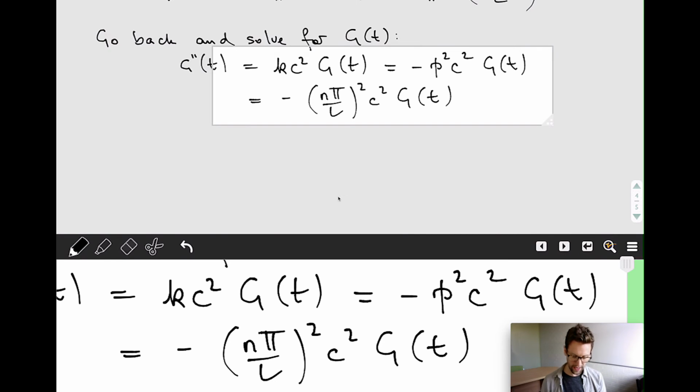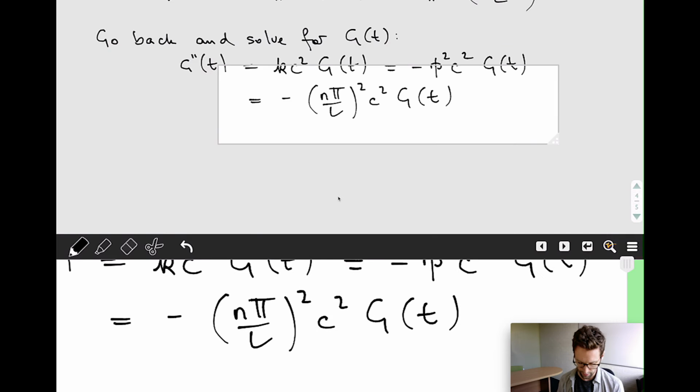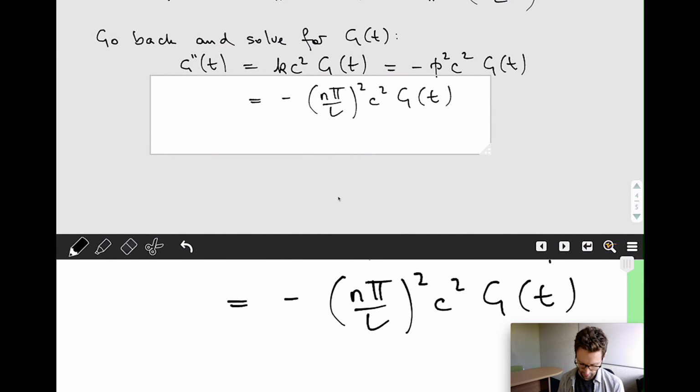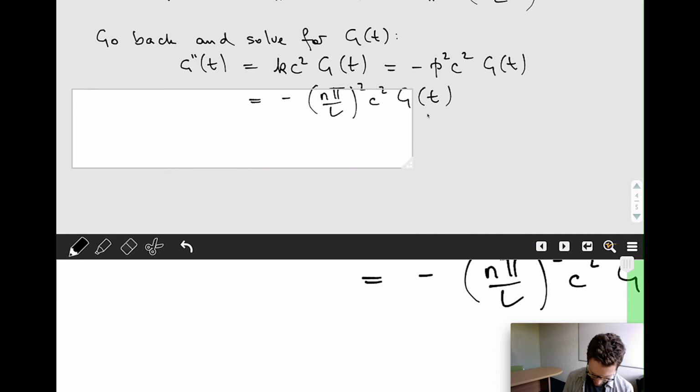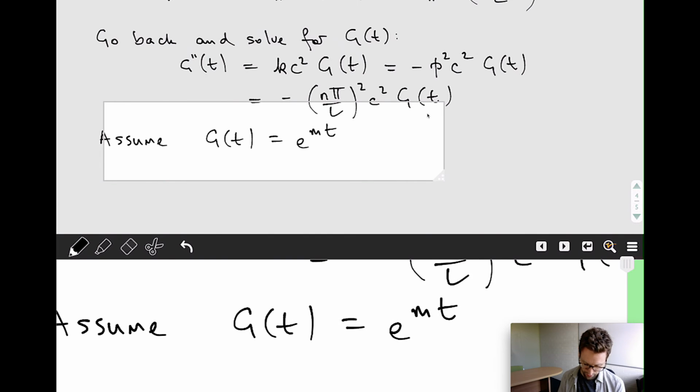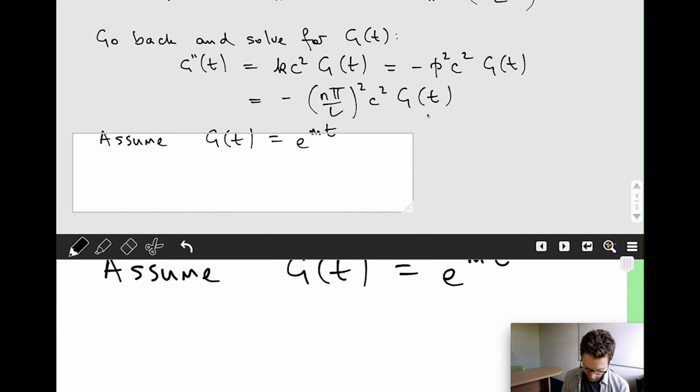So we fixed k to be a negative number, and then we figured out what that negative number should be in terms of n. So now I can use this to solve for g of t. Notice now that g of t is a second order homogeneous differential equation, which means that I can assume a solution of the form e to the mt.